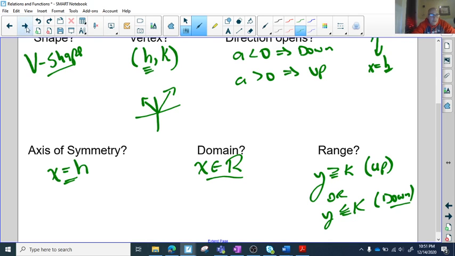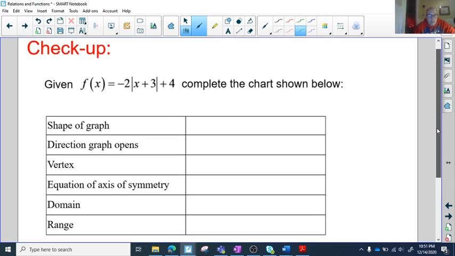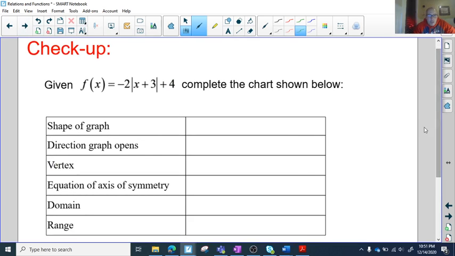Now let's put all this to work. This is typically how I would ask this on a summative assessment. I'd get you to fill in this chart. So I'd say, all right, here's a function. It's linear. Complete the chart shown below. Shape of the graph. So it is a V shape. Make sure your V looks like a V and not a U, because it could be misinterpreted for you to think that it's a parabola. Which direction does it open? Look right here, and I would say down. Where's the vertex? The vertex is at -3 and +4.